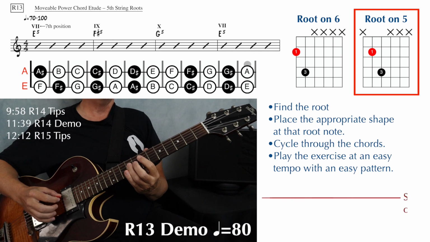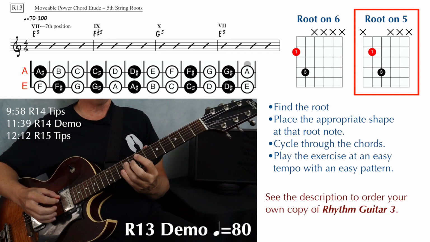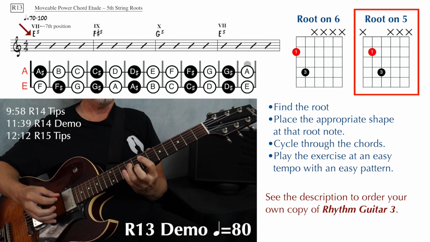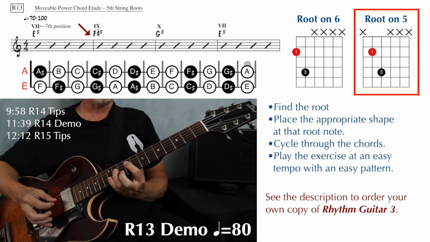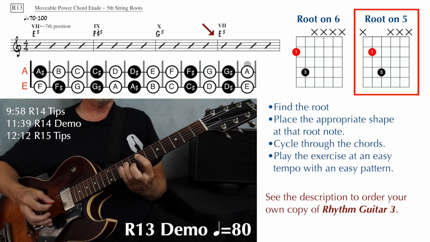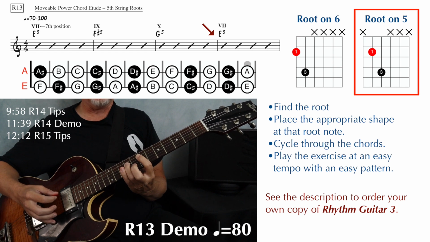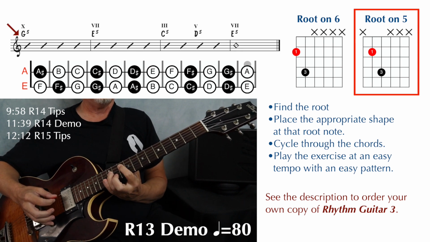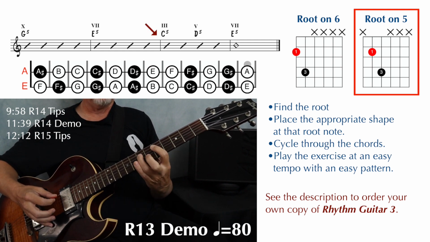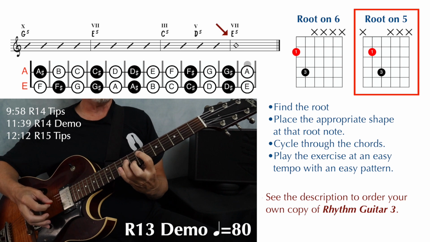1, 2, 1, 2, 3, 4. E, F sharp 5, G power chord, E, back to G, E, C, D, and E.